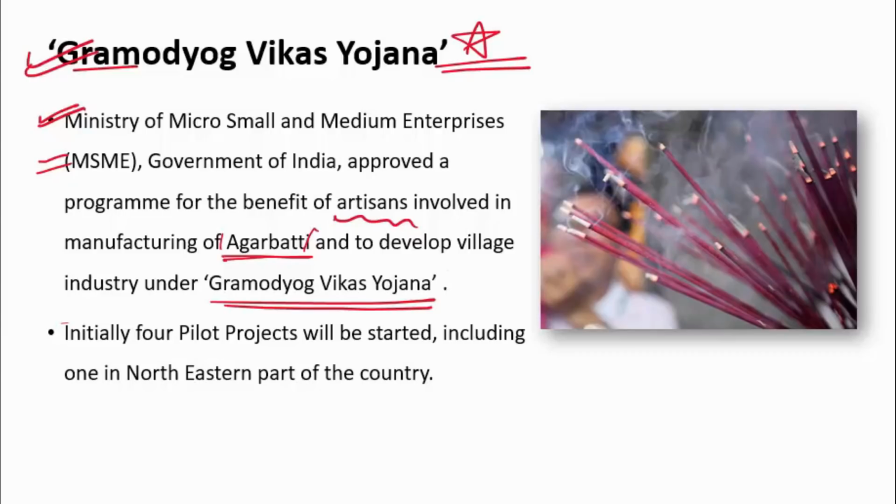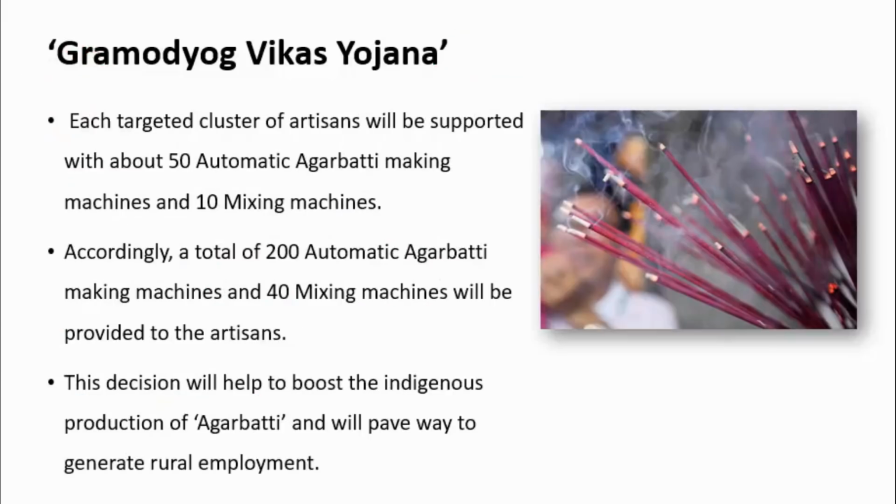So under this, 4 pilot projects will be started, including one in the northeastern part of the country. And under this, each targeted cluster of artisans will be supported with 50 automatic Agarbatti making machines and 50 mixing machines, right? And accordingly, a total of 200 automatic Agarbatti machines and 40 mixing machines will be provided to artisans. For each cluster 50 and overall 200, and it is said that this decision will help to boost the indigenous production of Agarbatti and will pave the way for the generation of rural employment basically.